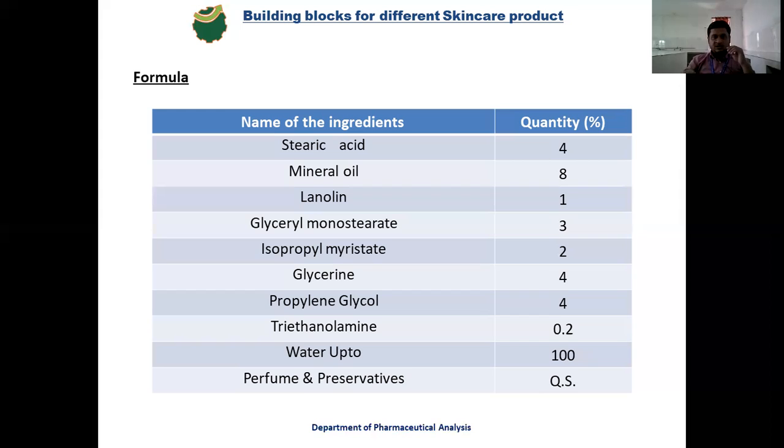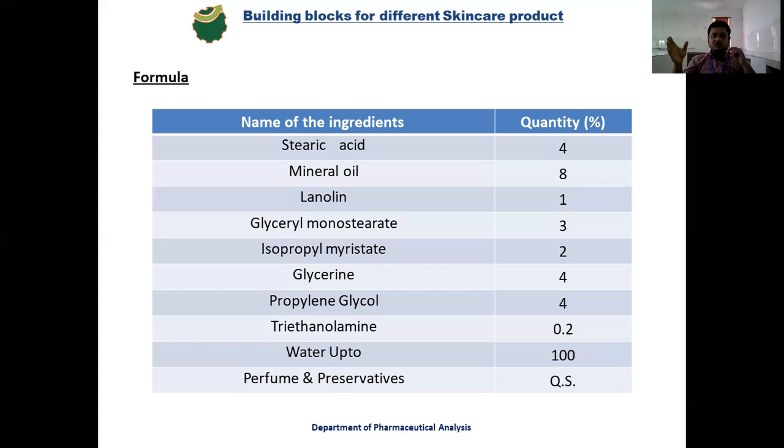Okay. Now next is the glycerin, propylene glycol, and triethanolamine. All are soluble in water, but triethanolamine normally will not be used beforehand, because after preparation of the product, we can add it as a pH modifier to adjust the pH. Okay, so we'll take the glycerin and propylene glycol in the aqueous phase.